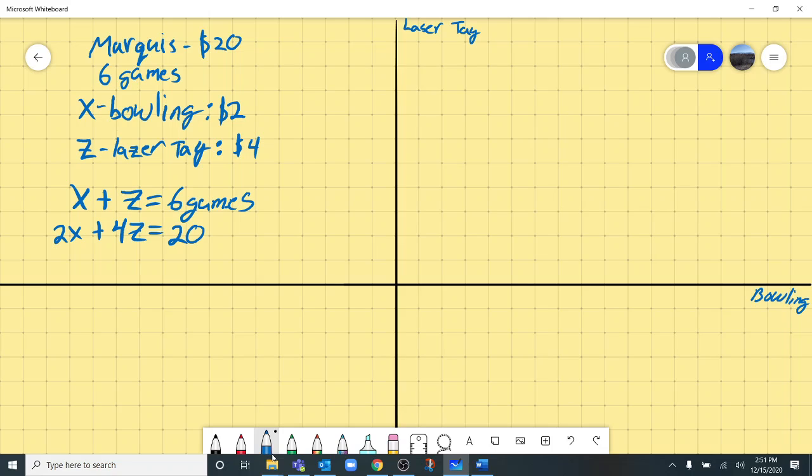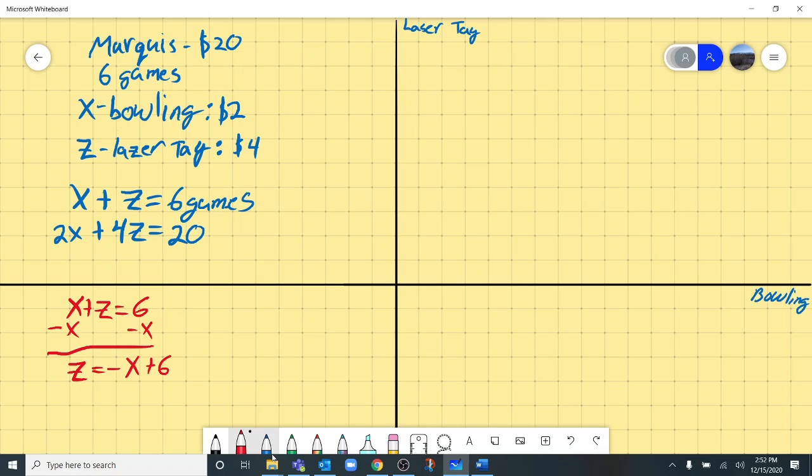Okay, so we need to solve each of these equations for z. For the first one, x plus z equals 6, I'm going to do that in red. We just need to subtract x from both sides. Z equals 6 minus x, or negative x plus 6. Let's write it as negative x plus 6, so we have our slope first. We solved for laser tag. Laser tag is the same thing as negative bowling plus 6.